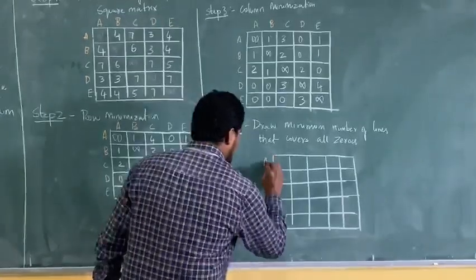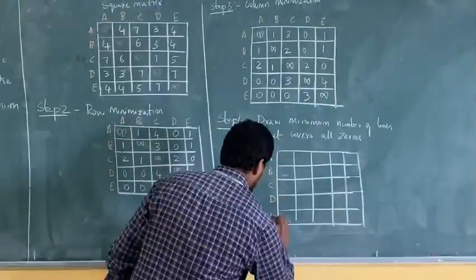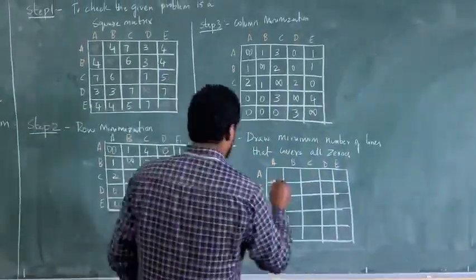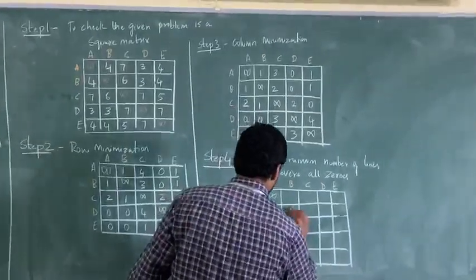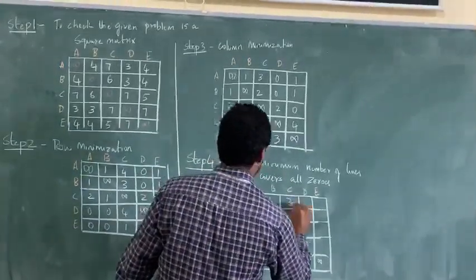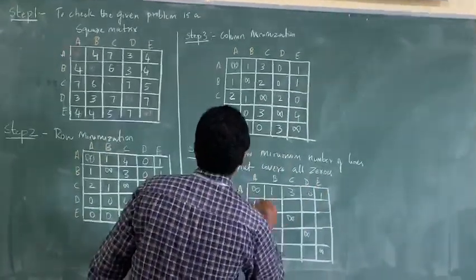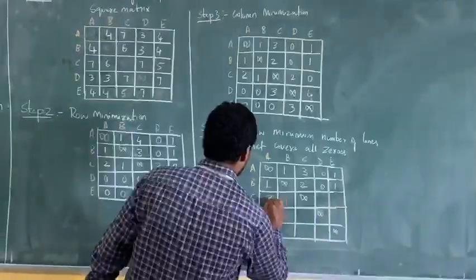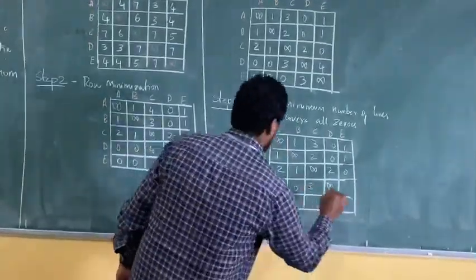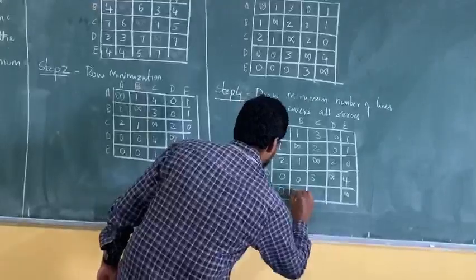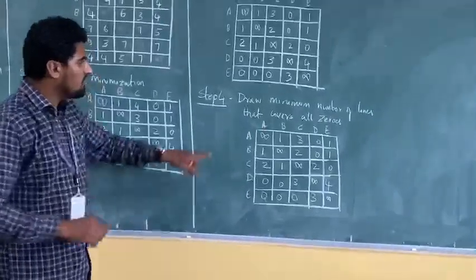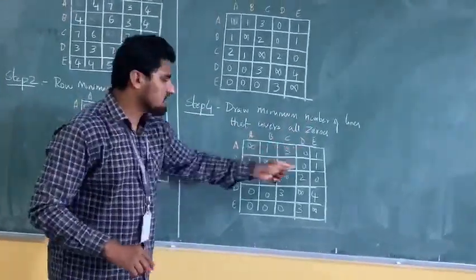Okay, we have different cities here, A, B, C, D and E. Here I have infinity, infinity, infinity, infinity and infinity. So 1, 3, 0, 1, 1, 2, 0, 1, 2, 1, 2, 0, 0, 0, 3 and 4. Here it is 0, 0, 0 and 3. Okay. So now here we need to draw the minimum number of lines that covers all zeros.